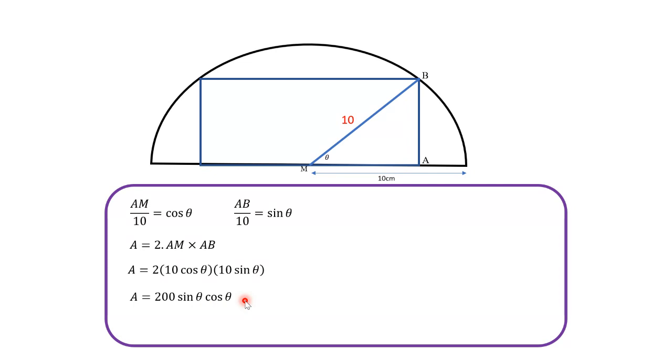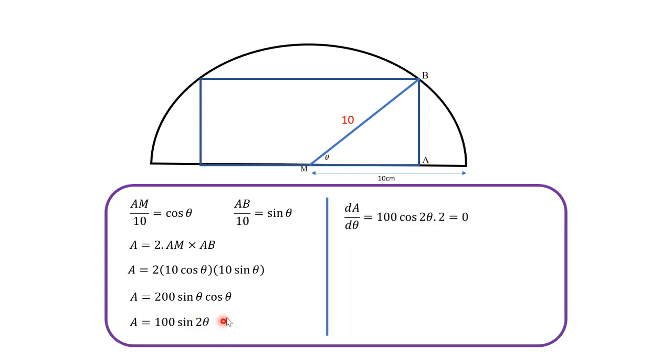But I can see that I can actually make it simpler, because I could say this is 100 times 2 sine theta cos theta, which is the same as 100 sine 2 theta. It is always easier to differentiate a single trig ratio than having to use the product rule. Obviously, you'll get the same answer, but if you can make it simpler, why not?